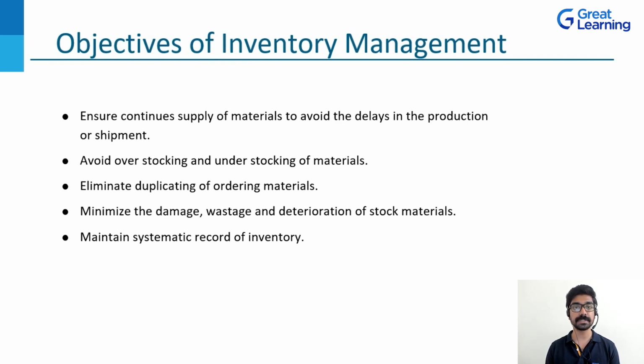And coming to the last objective, which is maintain systematic record of inventory. You should have a particular record. When was the order given, when was the order placed, and when did you actually get the order delivered to your warehouse, and how many quantity did you order. Did you get all those items which you ordered? In what conditions are they ordered?